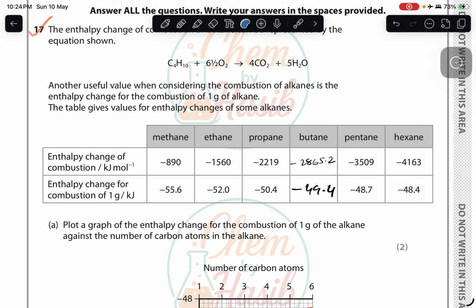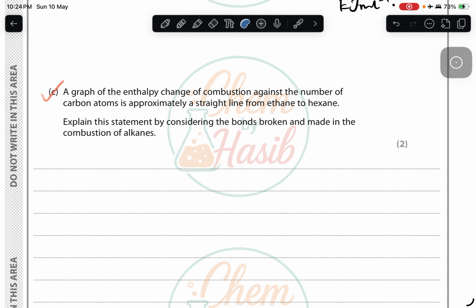The next question is question number C. Question 17C says a graph of enthalpy change of combustion against the number of carbon atoms is approximately a straight line from ethane to hexane. Explain this statement by considering the bonds broken and made in the combustion of alkanes.